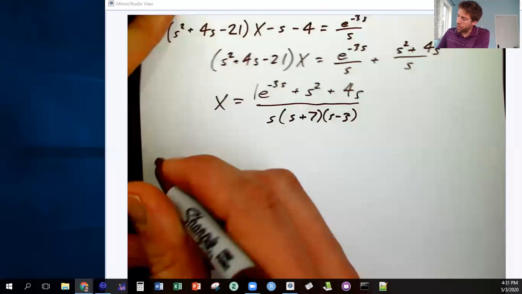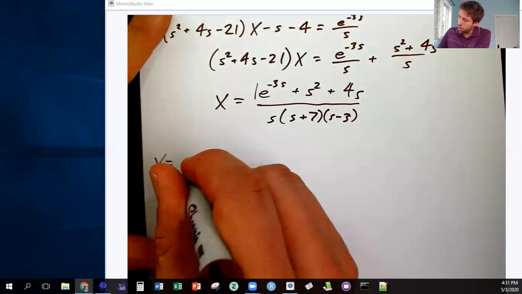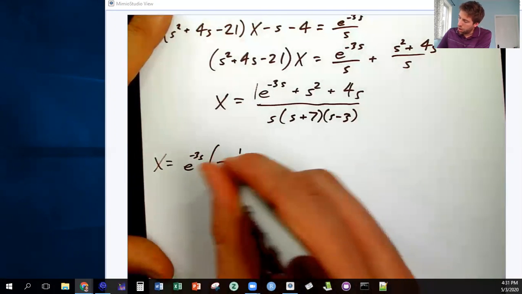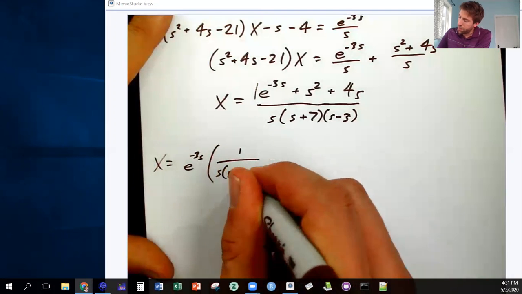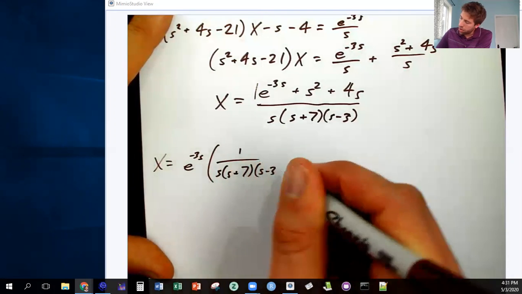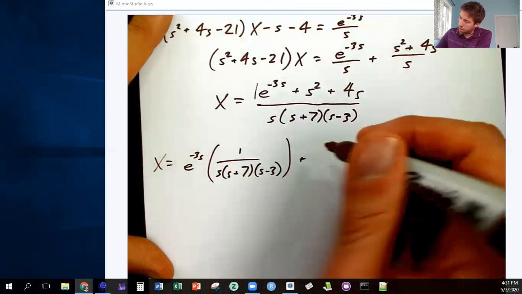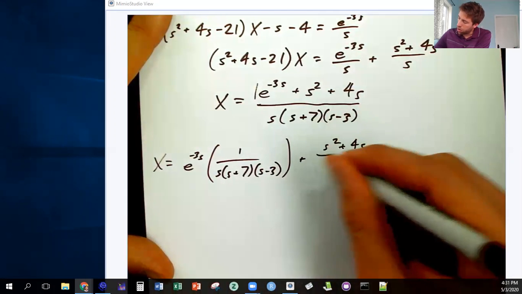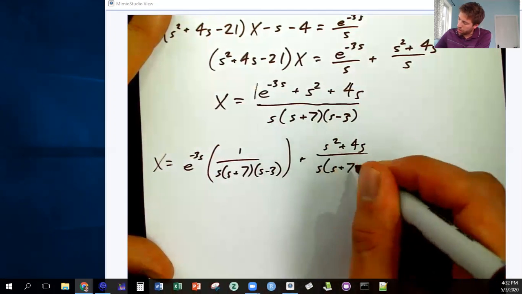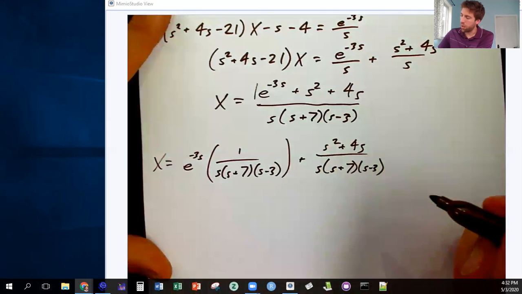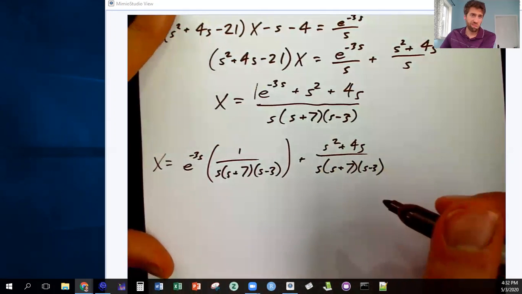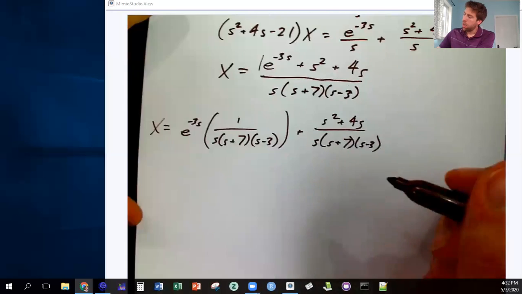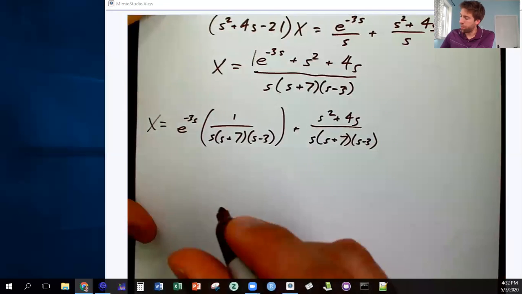Okay, so basically what we're doing is x equals e to the negative 3s times 1 over s times s plus 7 times s minus 3, plus, and then the term without that term, so then the plus s squared plus 4s over s times s plus 7 times s minus 3. Okay, so we're kind of doing partial fractions twice. Let's get to it.